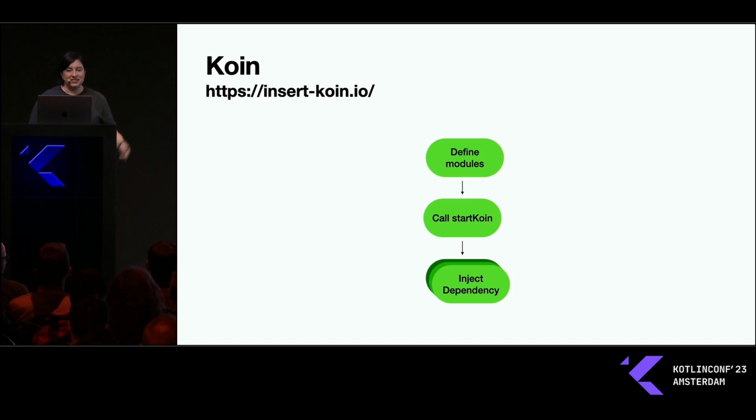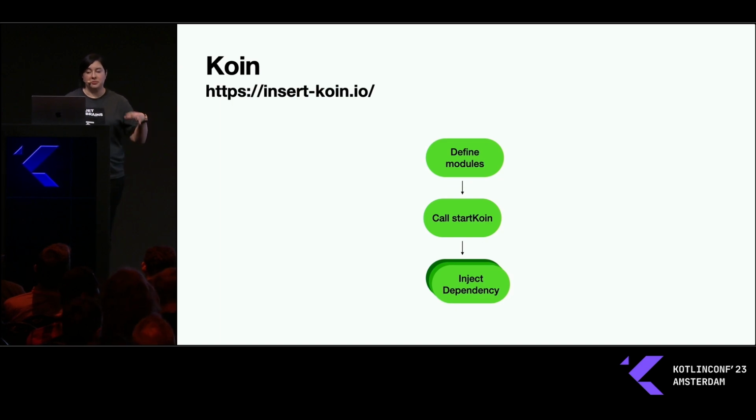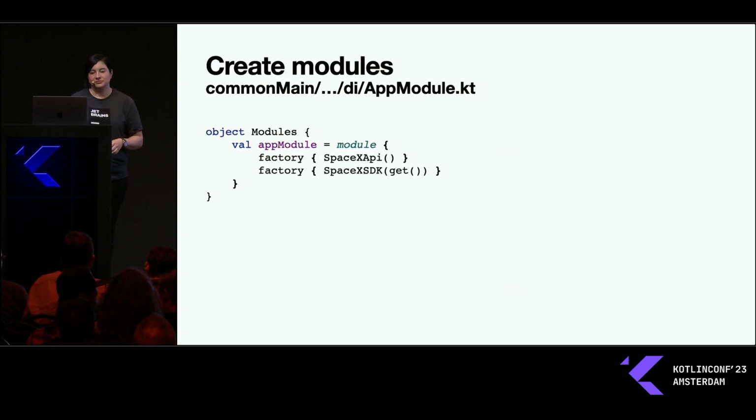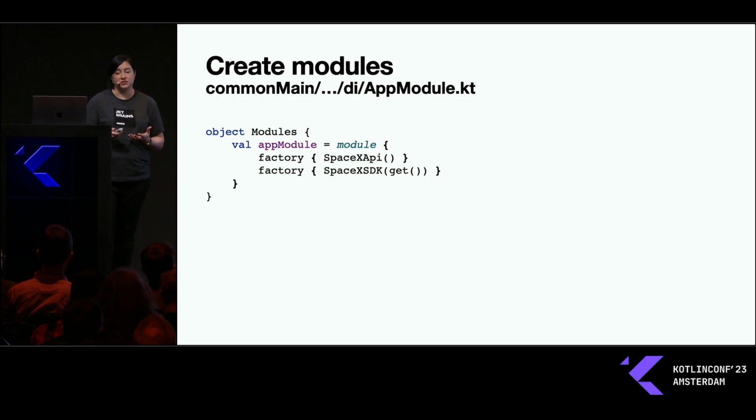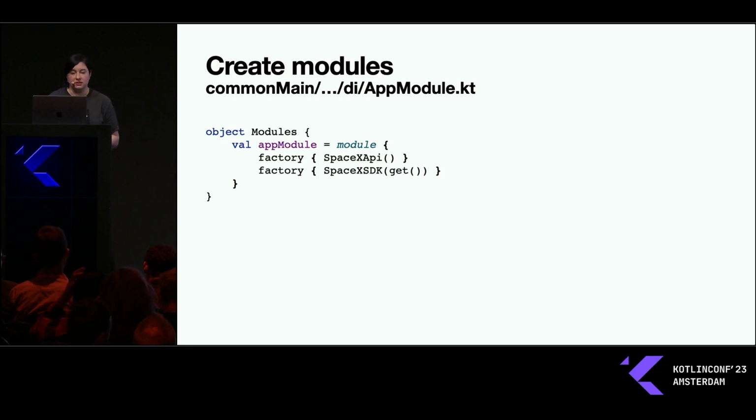It's Kotlin Conf, yay. So these are the steps that you need to go through to do dependency injection with Koin on Android. So first, you define your modules. You call start Koin at the beginning of your app at app start, and then whenever you need a dependency, you simply inject it. So Koin has an easy-to-use DSL for defining dependency modules. This is the DSL, so we have a module there. And we're defining two dependencies, SpaceX API and SpaceX SDK, where SpaceX SDK depends on the API. But for example, it can add something like client-side caching as well.